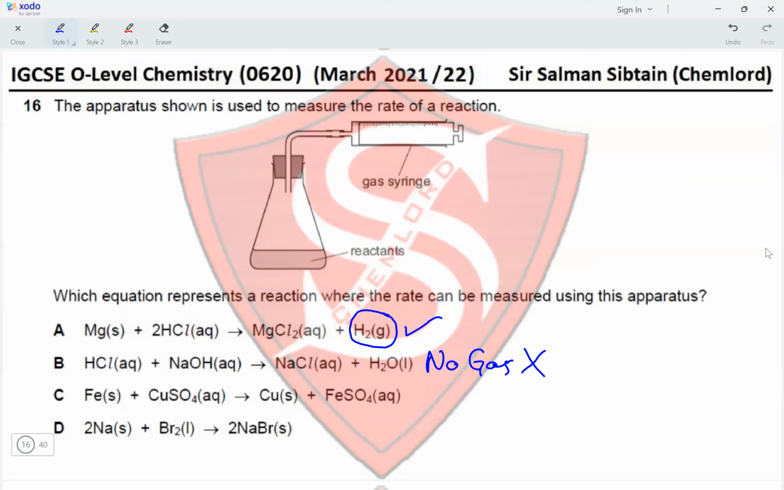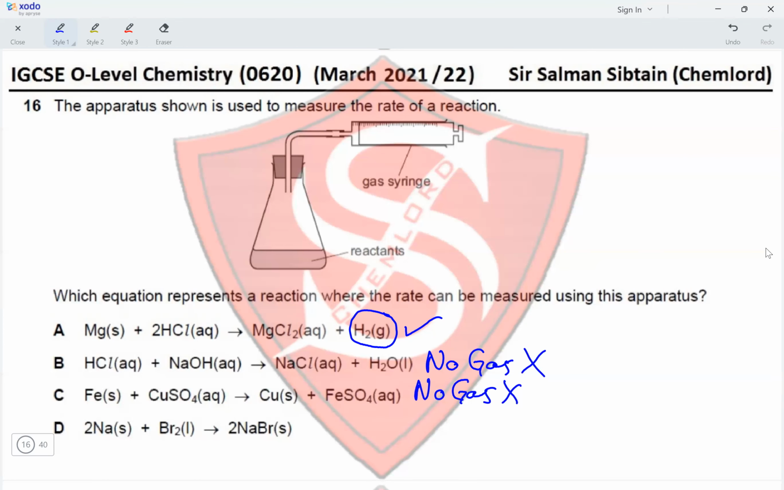In the third equation, we've got solid iron reacting with aqueous copper sulfate producing solid copper metal and aqueous FeSO4. Again, no gas is being produced. So collection of gas will not be possible. So the rate of reaction will not be followed in the given apparatus.